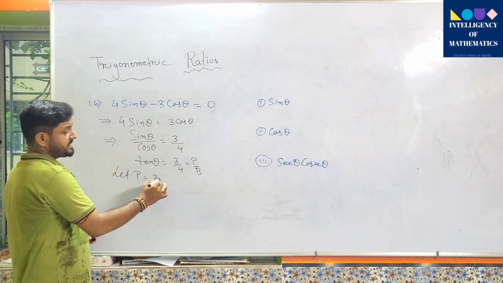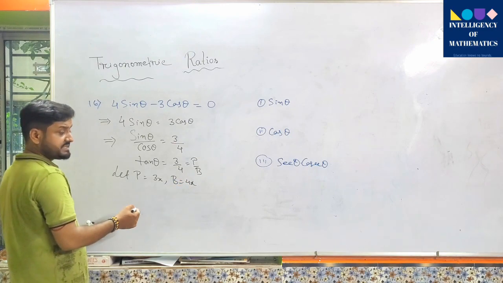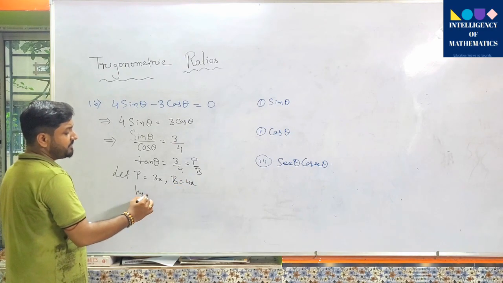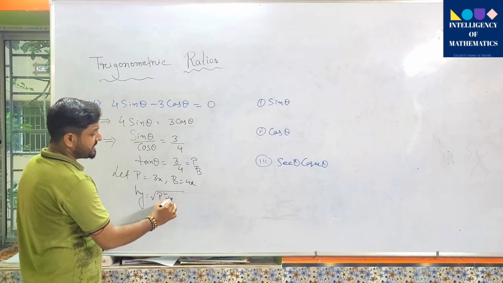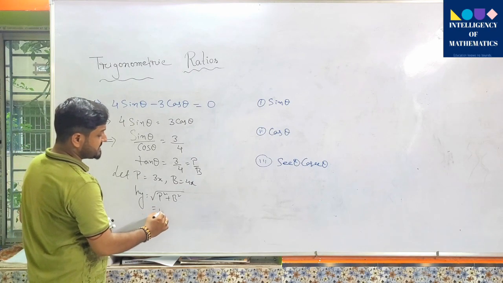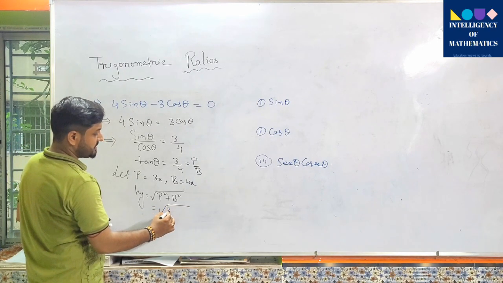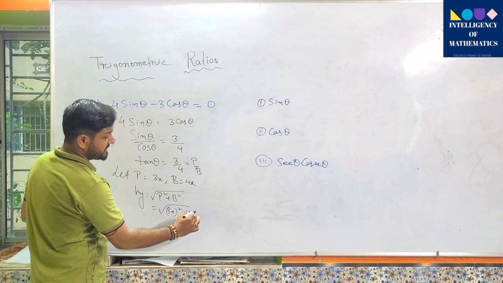Perpendicular we will take as 3x, base will be 4x, and the missing side is hypotenuse. We have a formula from Pythagoras: root of p square plus b square is hypotenuse. So we'll get it as 3x whole square and here 4x whole square.